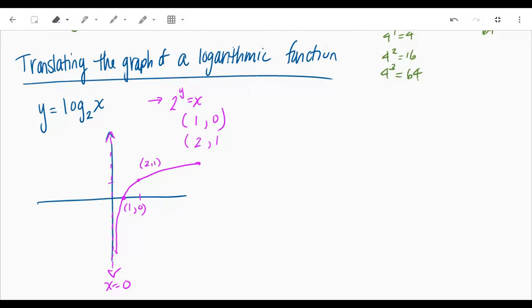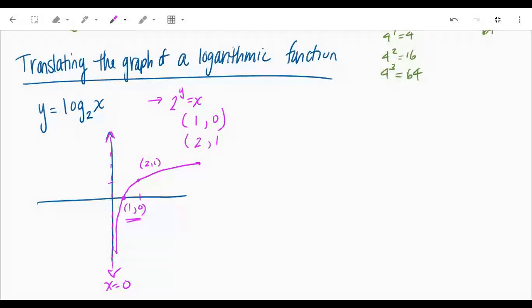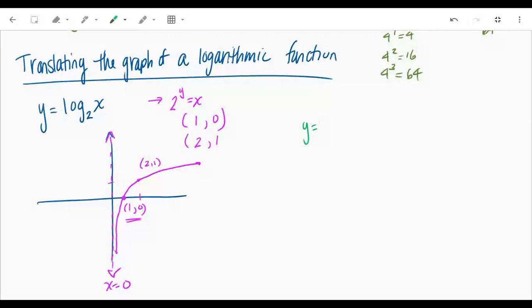They give you this graph, and the point that they include on it is the 1, 0. 1, 0 is actually on every single logarithmic graph that hasn't been transformed. So log base 4 of x, the point 1, 0 would also be on it. So they want you to graph y equals log base 2 of x plus 1 minus 4. So all your transformation rules apply, right? This means left 1, and this means down 4.